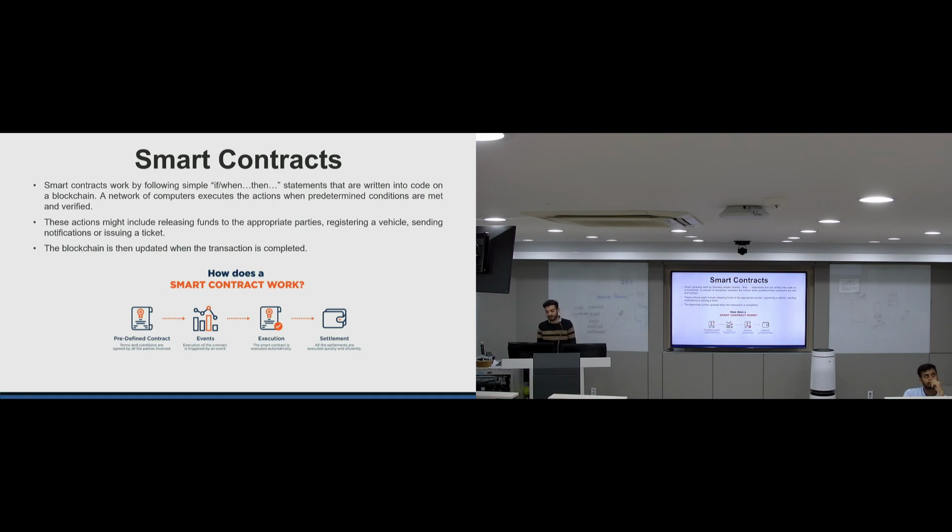These actions might include releasing funds to the appropriate parties, registering a vehicle, sending notifications, or issuing a ticket. The blockchain is then updated when the transaction is completed. So here we have a small example of a smart contract.